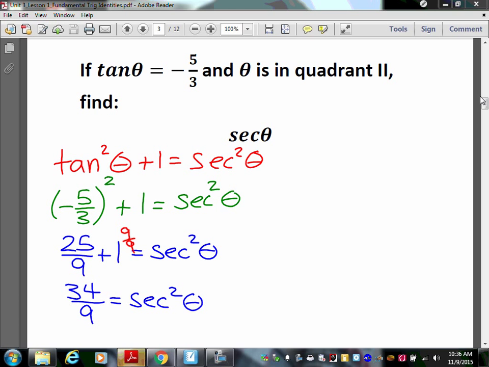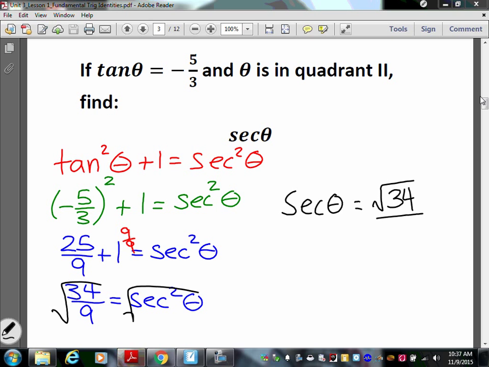So 25 plus 9 is 34. You with me? Yeah, so now we have to square root both sides because I want to know what secant is, not secant squared. Square rooting a fraction, I can just square root the top and I can square root the bottom separately. So on top I get the square root of 34. On the bottom, square root of 9 is just 3.